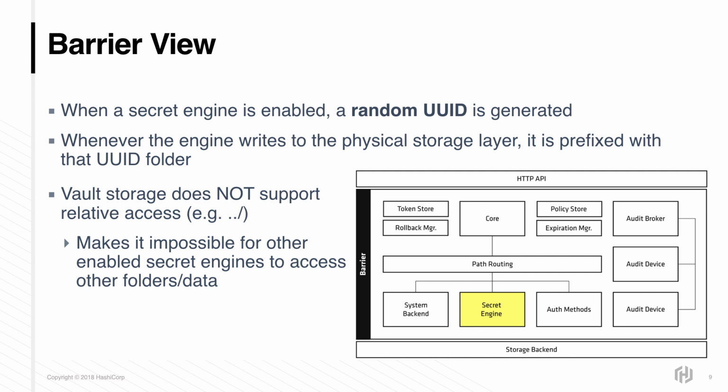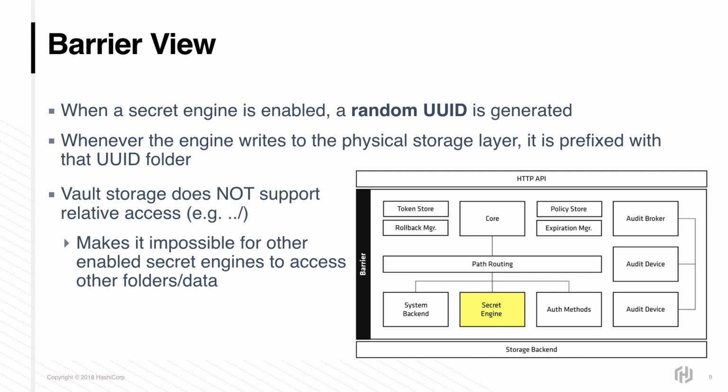Secrets engines receive a barrier view to the configured Vault physical storage. When a secrets engine is enabled, a random UUID is generated. This becomes the data root for that engine. Whenever that engine writes to the physical storage layer, it is prefixed with that UUID folder.